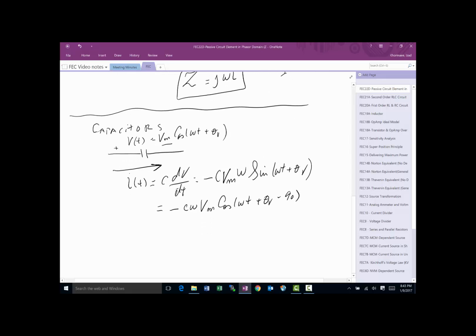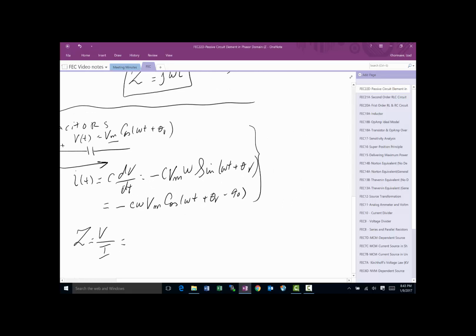Following the same process, we know that Z is defined to be V over I. So we'll take V divided by I. First we have to take them to the phasor domain. So if you take these to the phasor domain, the voltage is simply Vm e^(jθ_v), and I is equal to minus Cω Vm e^(j(θ_v minus 90)).